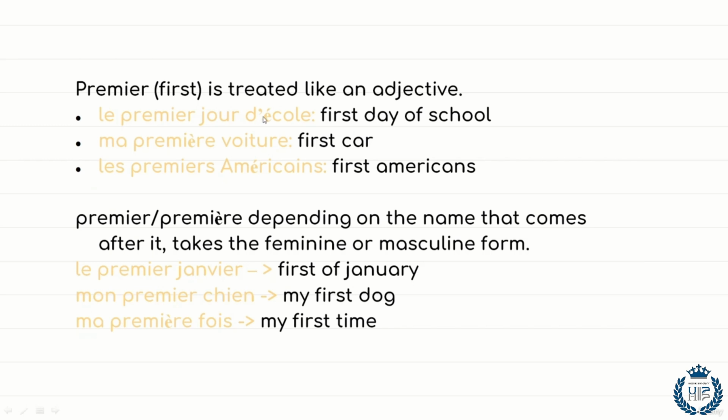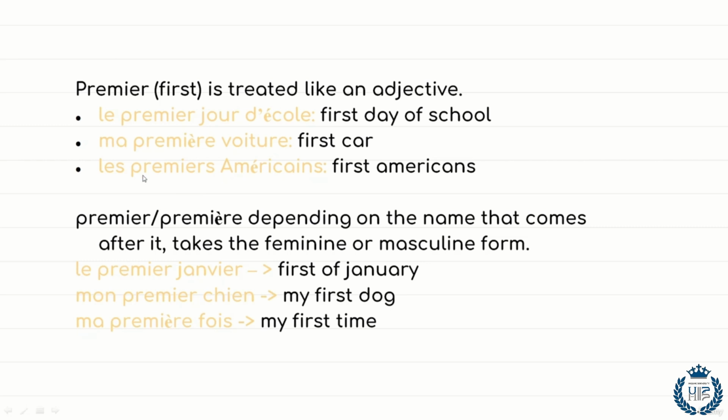Premier, first, is treated like an adjective. So, le premier jour de l'école. First day of school. Ma première voiture. First car. My first car. Le premier américain. First Americans. So, do you see why here is premier with a U, here without it, or here it is plural?